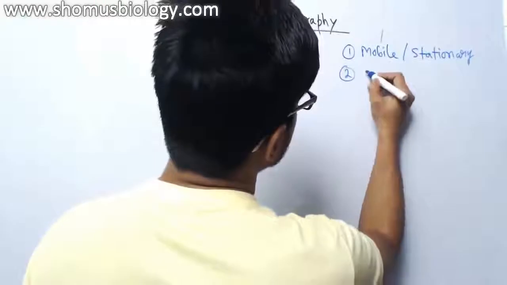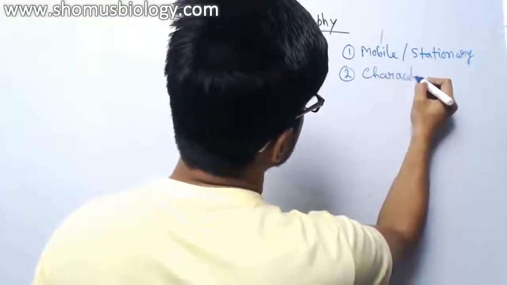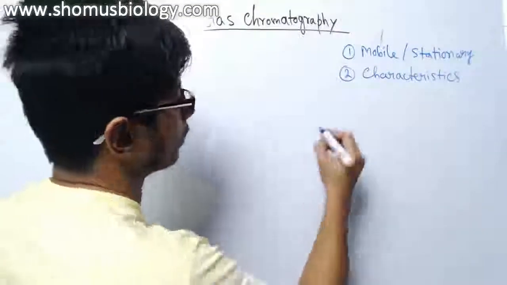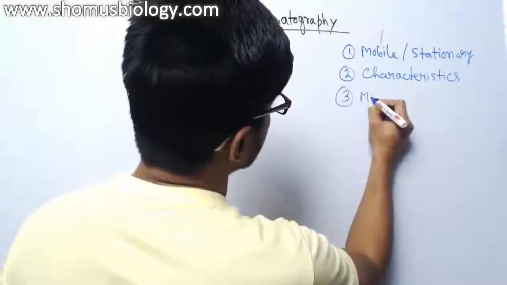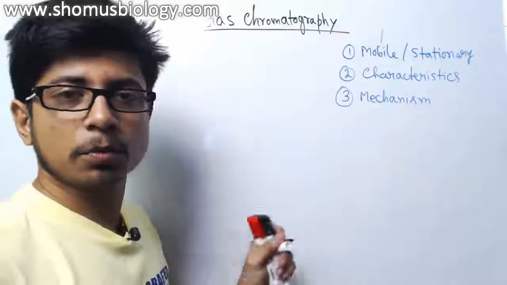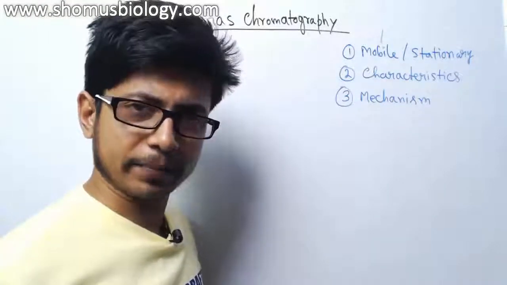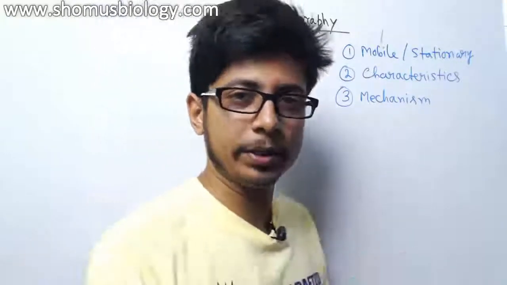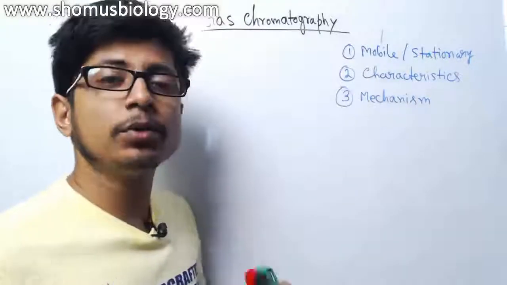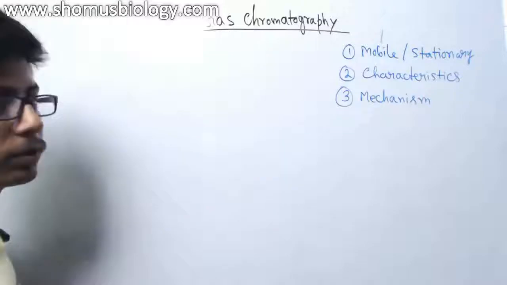The second thing is, what are the features or characteristics that you use to separate those compounds. And third thing is the mechanism by which you separate those molecules from each other. So once you know these three things about any chromatography technique, whether it's gas chromatography or liquid chromatography or column chromatography, you know that technique very well. So now let's begin with the process of gas chromatography.